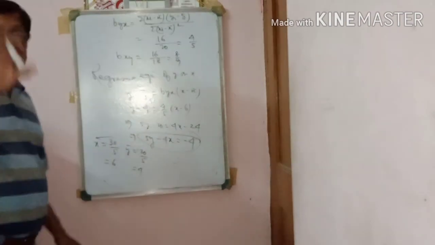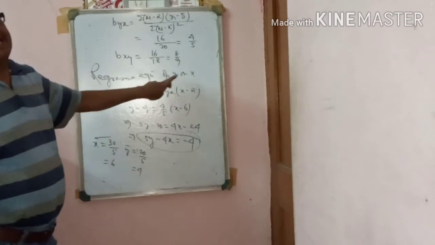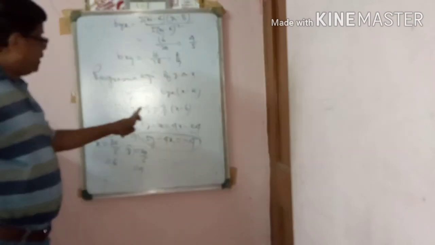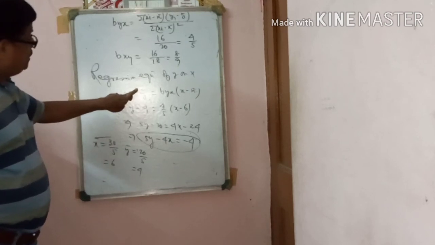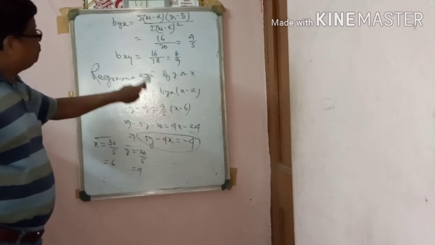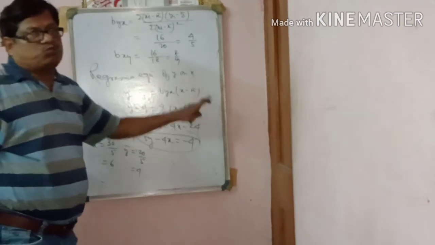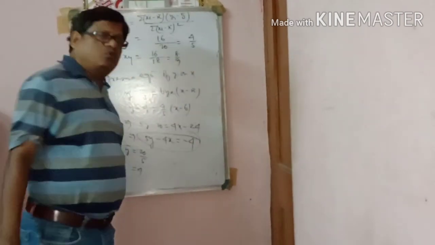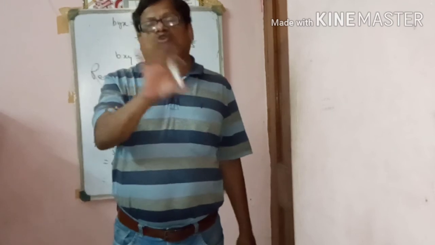Now in a similar way find the regression equation of x on y. So x minus x bar, that is x minus 6, equals bxy, 8 by 9, into y minus y bar. Just put the values, and you will get the two equations. The first one is y on x and the second one is x on y.